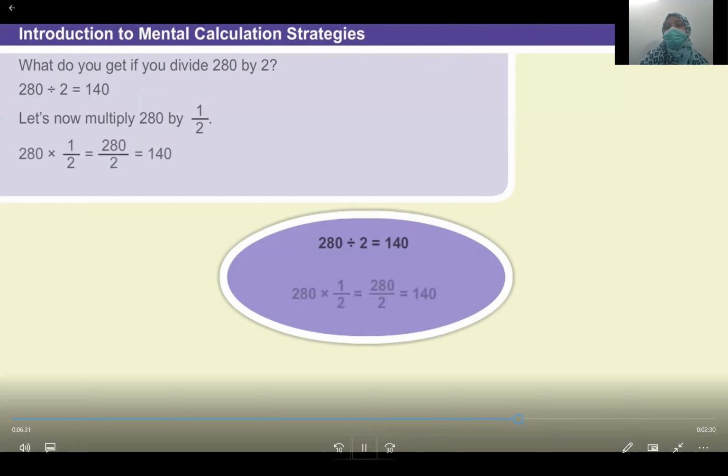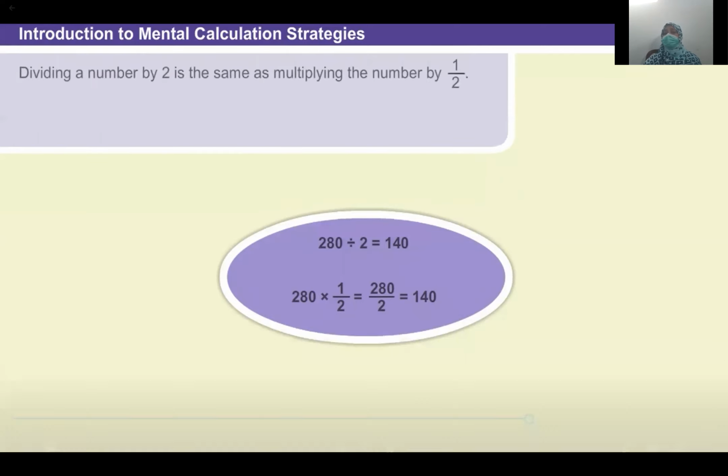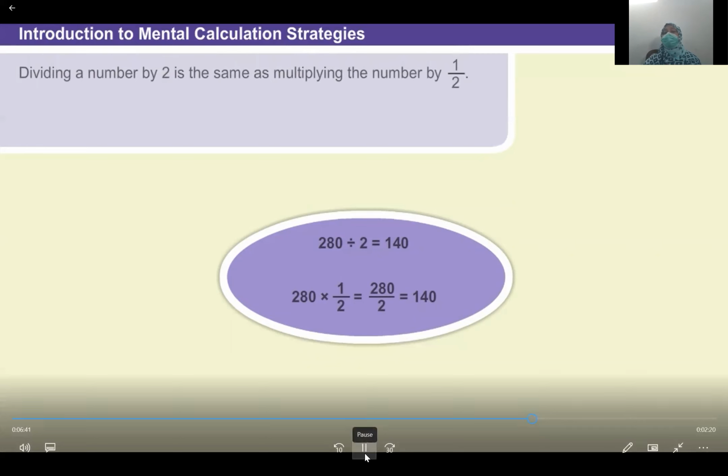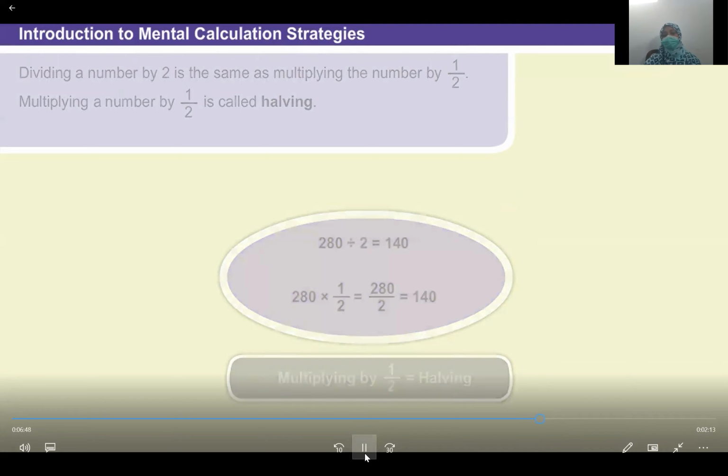Now let's multiply the same number by 1/2. Multiplying by 1/2, you will see that you are just dividing by 2, the same operation, and you will be getting the same answer, 140. So dividing by 2, which is the same as multiplying by 1/2, is called finding half of a number. If you are dividing a number by 2, it means you are finding the half of the number.